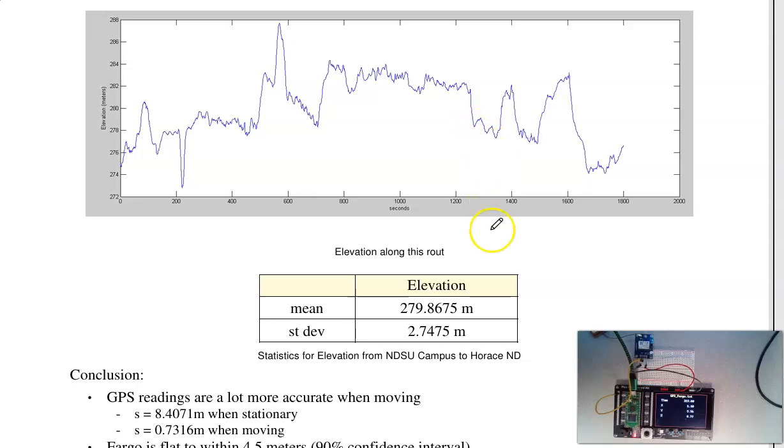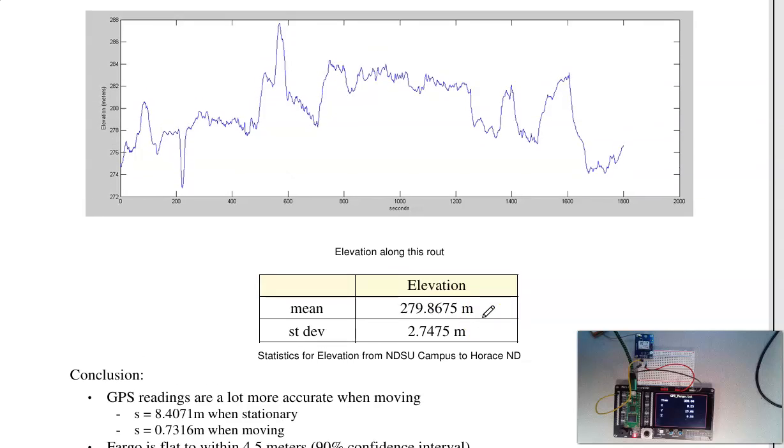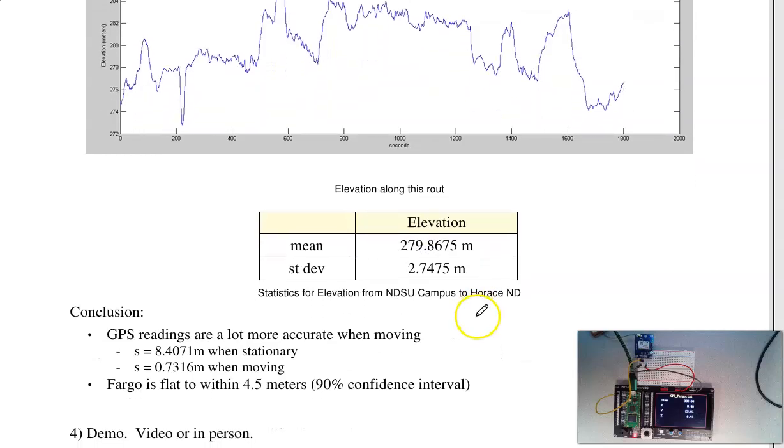What the data says is that the total standard deviation is 2.74. If I attribute that all to the road, that means that Fargo is flat to about 4 meters. And this is going over a 7-mile stretch, telling me how flat Fargo is.